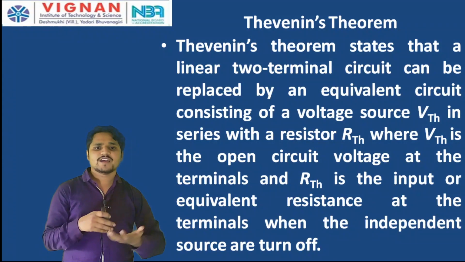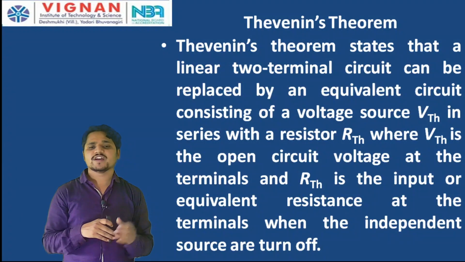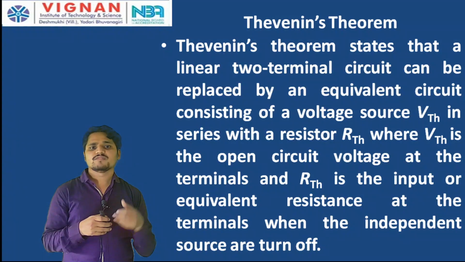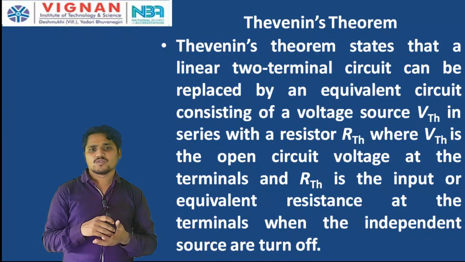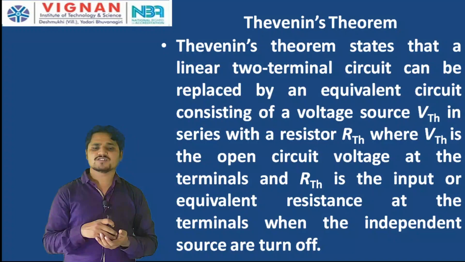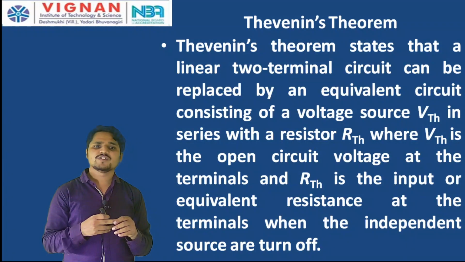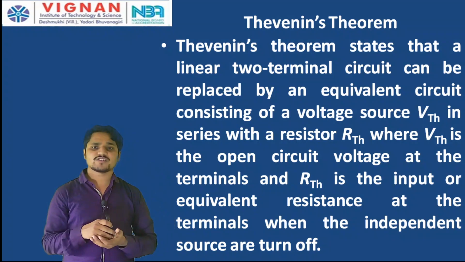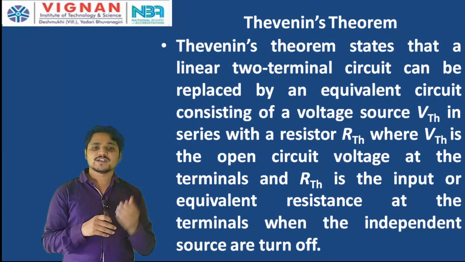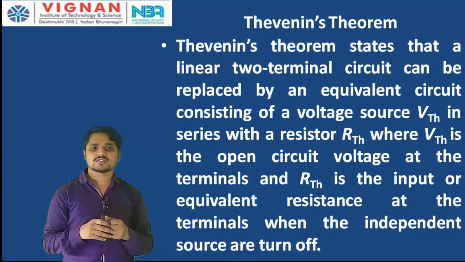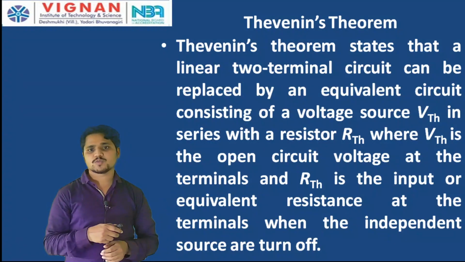Now, for AC networks also, any network consisting of any number of sources or elements, with open output terminals, can be converted into an equivalent circuit, called the Thevenin equivalent circuit, consisting of V Thevenin, equal to the open circuit voltage, in series with Z Thevenin, the impedance seen from the open circuit terminals. So, this is the statement of Thevenin's theorem.